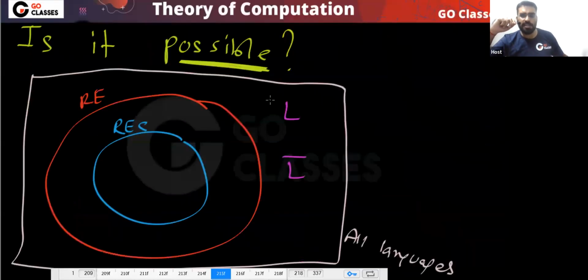Now tell me here, is it possible that both are not RE? This is possible. Many examples we have already seen.